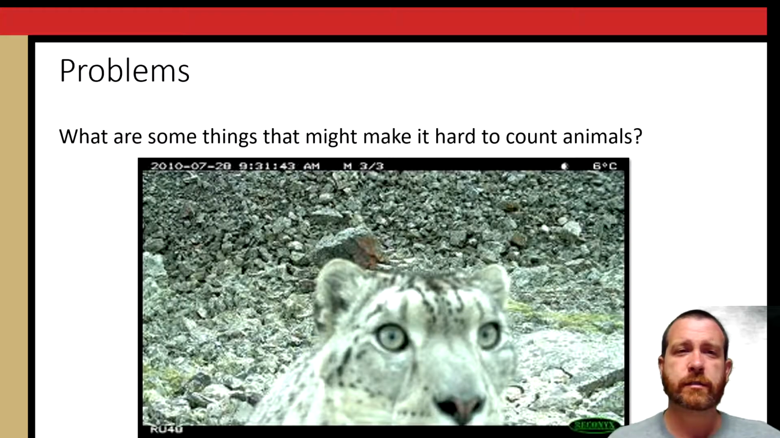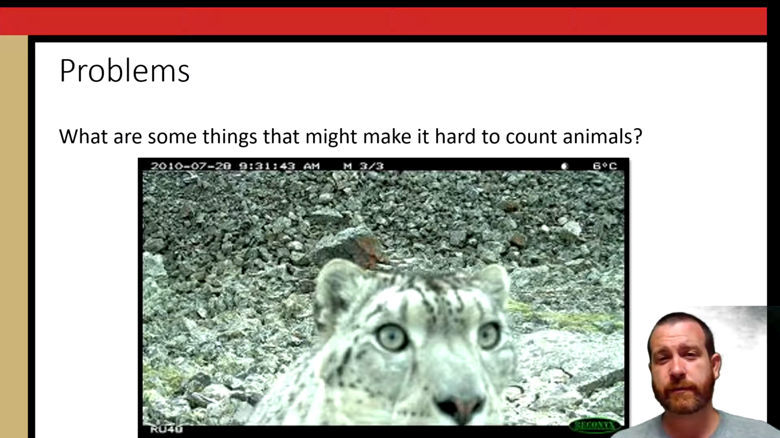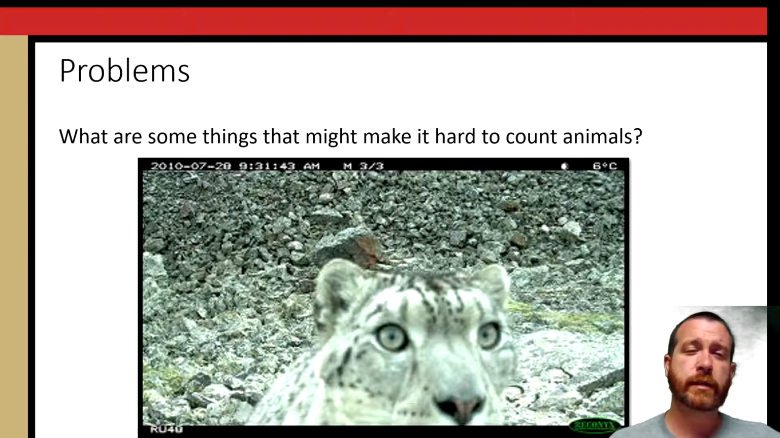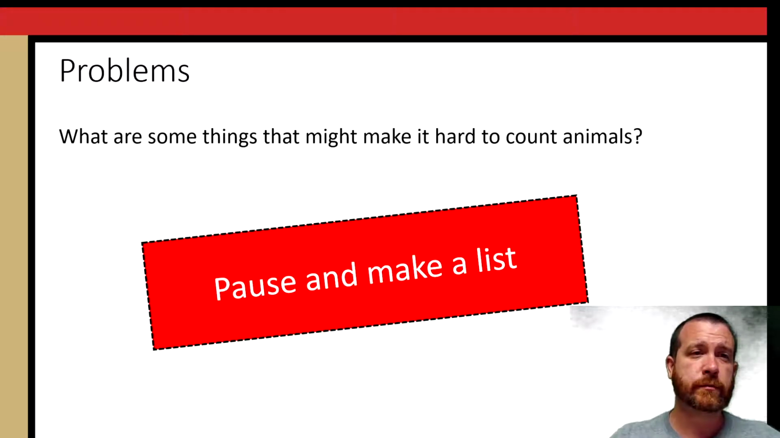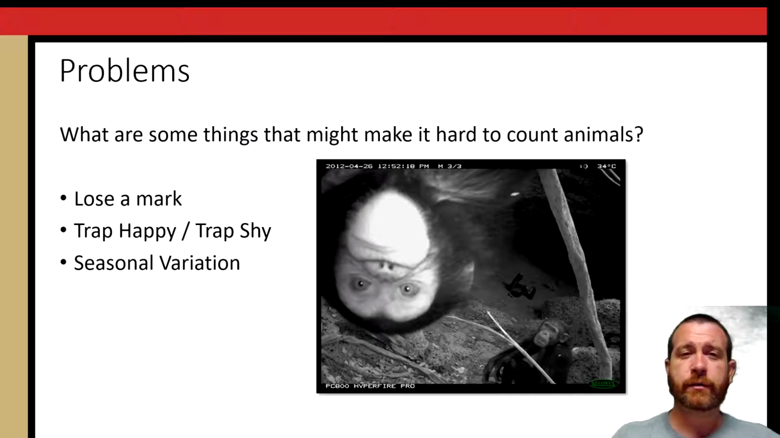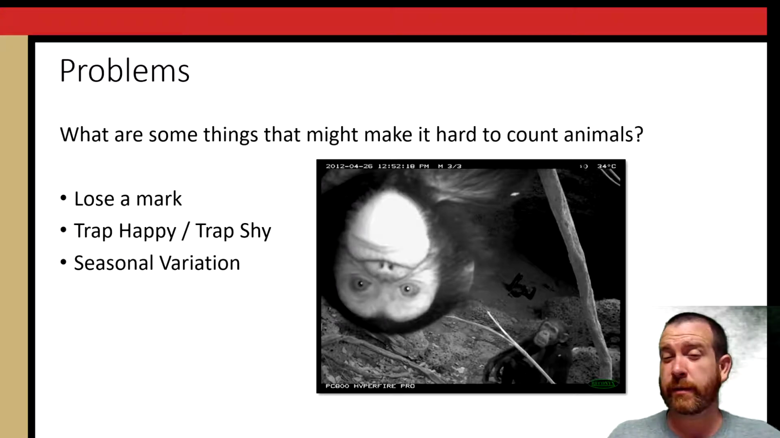When we do this, there's a lot of problems that can go wrong. We can have issues where it's hard to count animals for some reason or another. So the next question that I want you to consider is, I want you to pause and make a list of what are some traits of that animal's lifestyle, or problems with the study design, or problems with us seeing the animal, that might make it hard to count these animals. So I want you to pause for a moment and make a list.